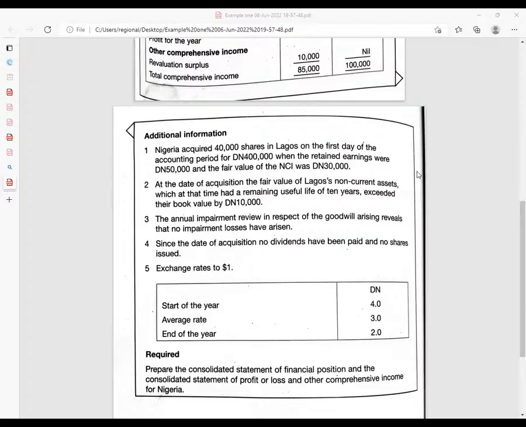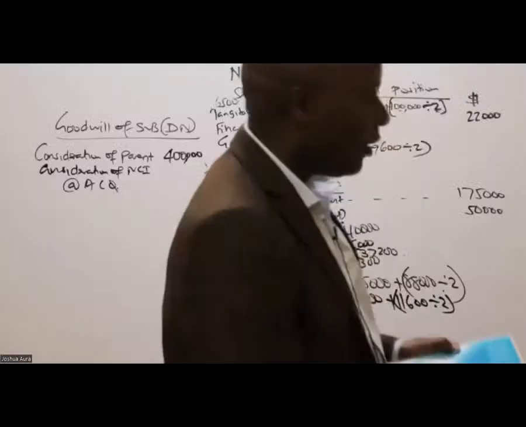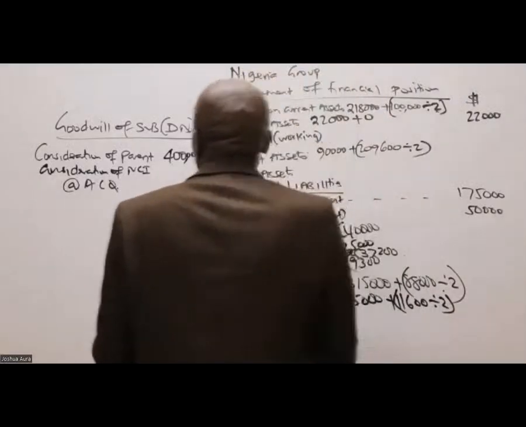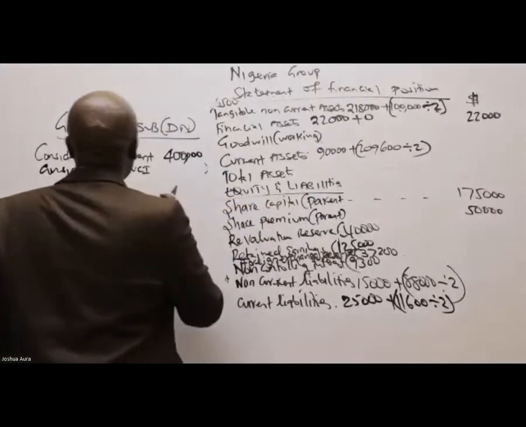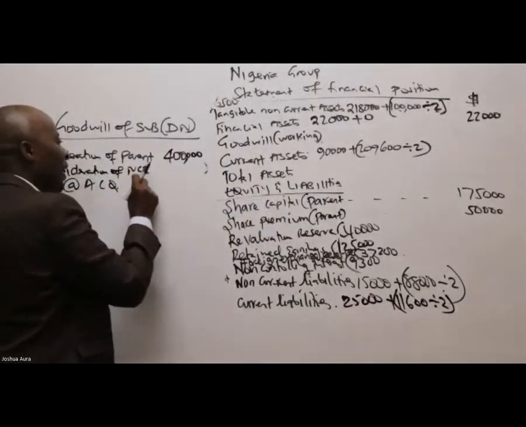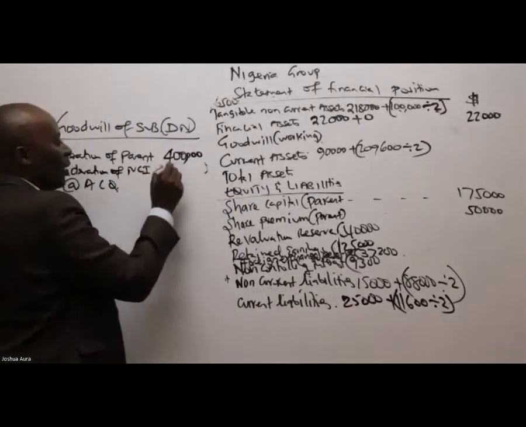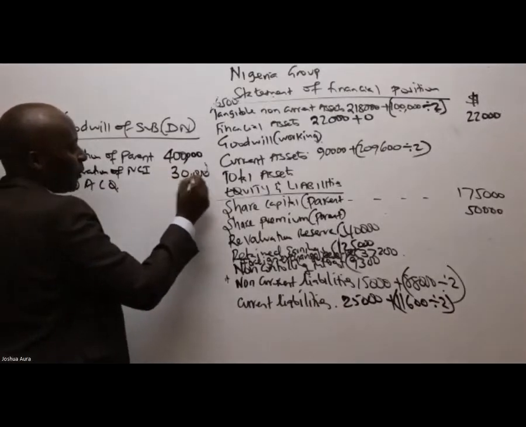The fair value, and so on. So you're told somewhere here: Nigeria acquired 40,000 shares in Lagos on the first day of the accounting period for DN, when the retained earnings were DN 50,000, and the fair value of NCI was 30,000 DN. So everything is in terms of DN. Again, consideration of the NCI at the date of acquisition, they have told us it's 30,000.